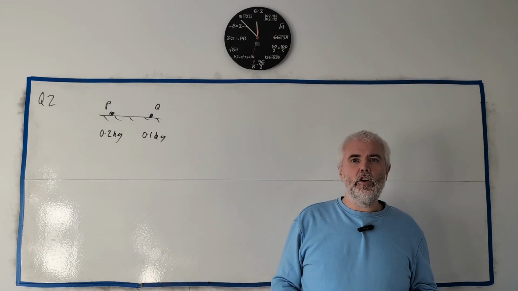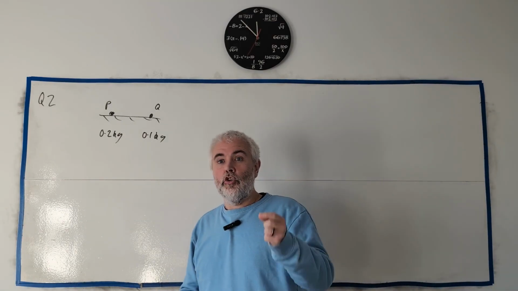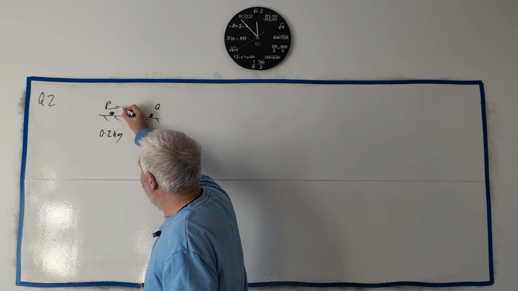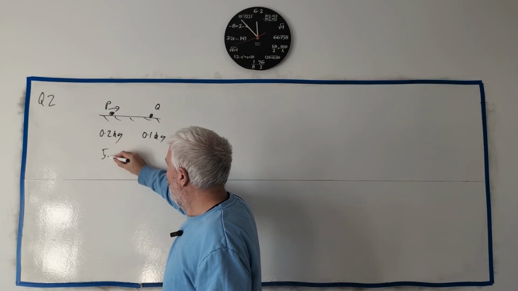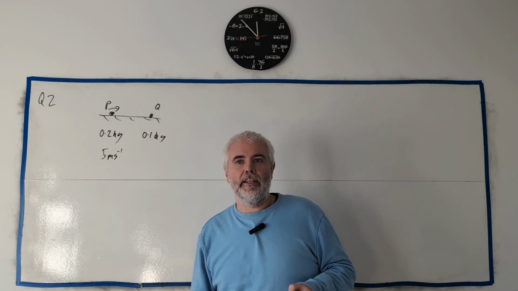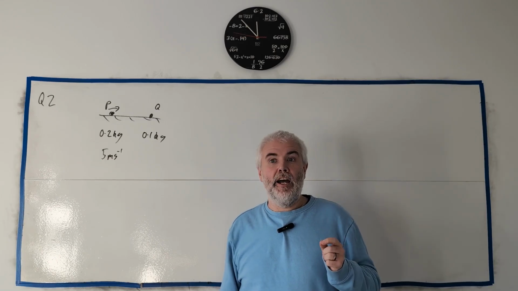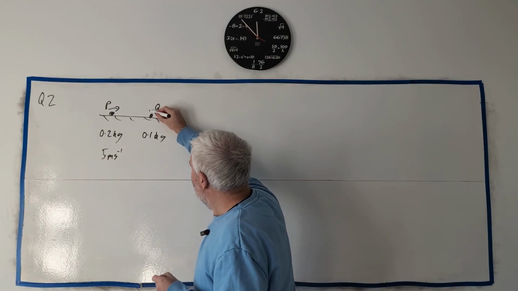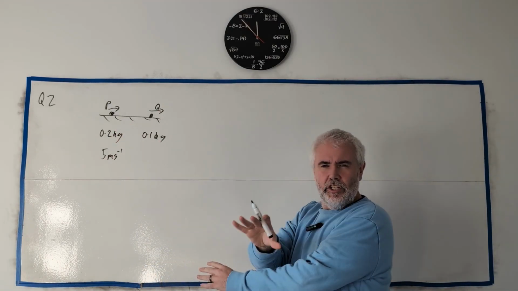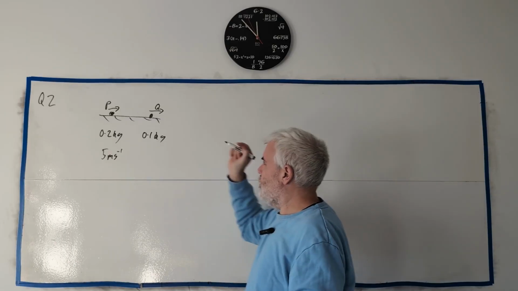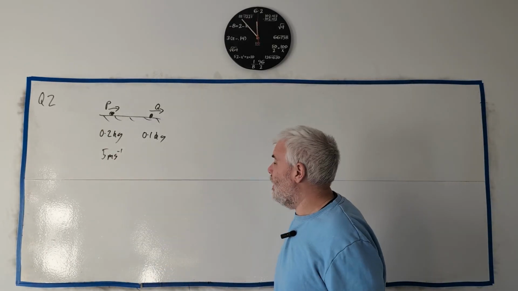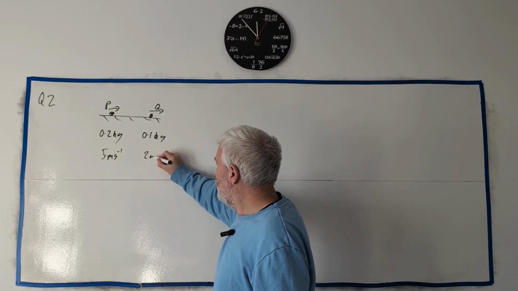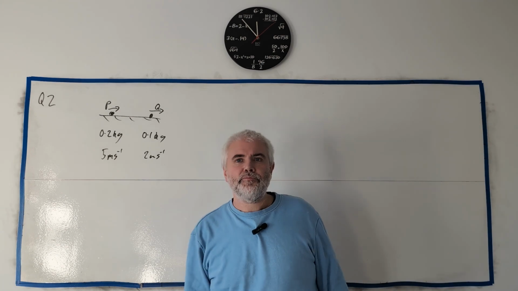We're then also told that P is projected towards Q at 5 meters per second. So this guy is sent this way at, let's write it in here, 5 meters per second. At the same instant, Q is projected away from P. So we'll send him that way. Again, you could have drawn this the opposite, it would have made no difference to your answer. So they're sent this direction at 2 meters per second.